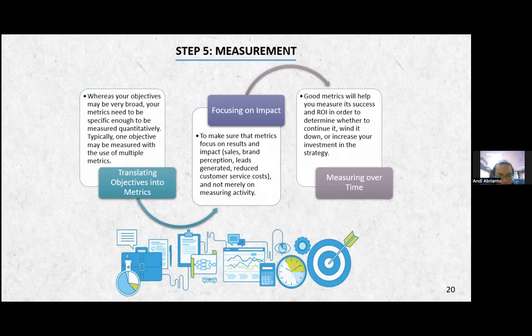The first is translating objectives into metrics. Measurement should begin with the key objective which you set for the strategy back in step 1. Whereas your objectives may be very broad, for example, product differentiation or product engagement, your metrics need to be specific enough to be measured quantitatively. Typically, one objective may be measured with the use of multiple metrics.